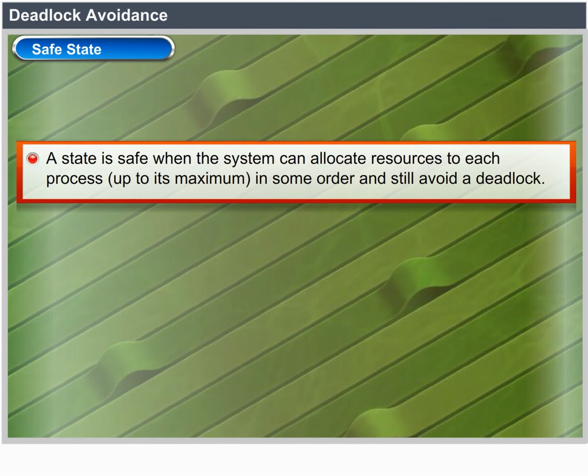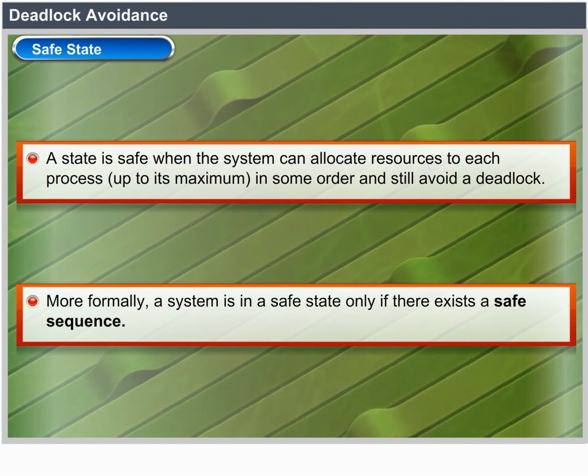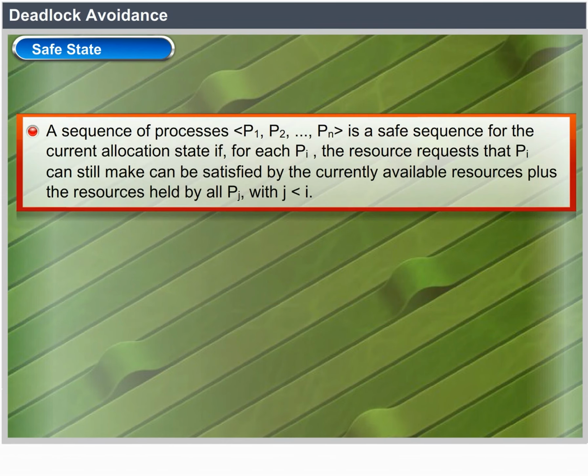More formally, a system is in a safe state only if there exists a safe sequence. A sequence of processes P1, P2, and so on till Pn is a safe sequence for the current allocation state if, for each Pi, the resource requests that Pi can still make can be satisfied by the currently available resources plus the resources held by all Pj with j less than i.